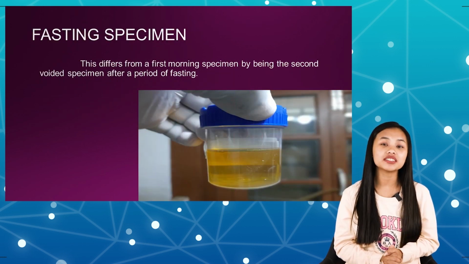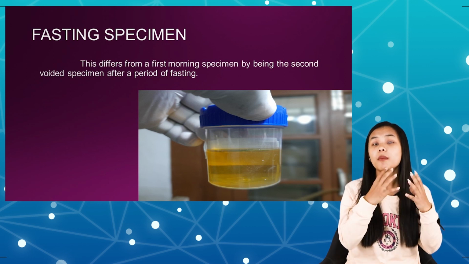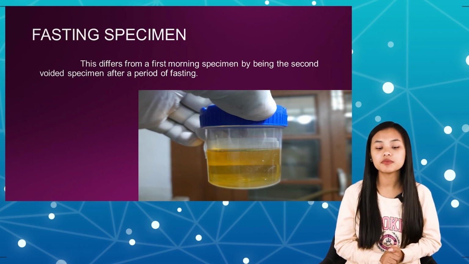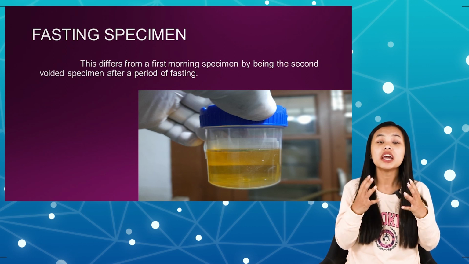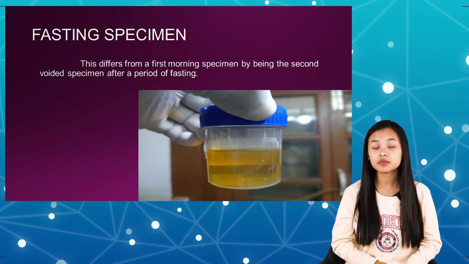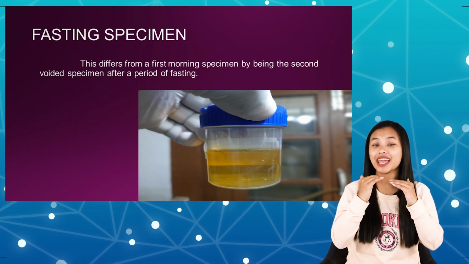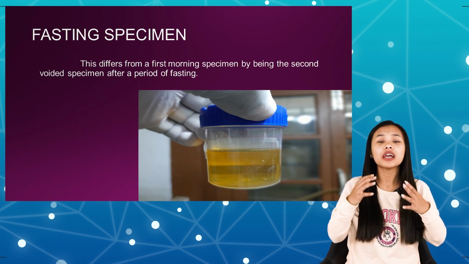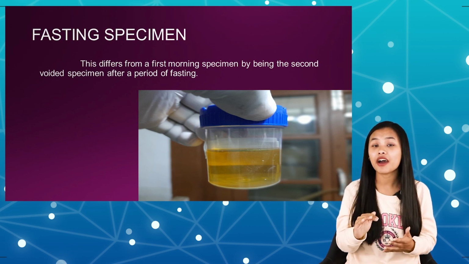And the next one is the fasting specimen. So here this differs from the first morning specimen by being the second voided specimen after a period of fasting. So here, if a person needs to collect his fasting specimen, then you must educate that particular person not to have anything. So here it is also important that, if they sleep and then they get up early in the morning, they should not have anything.